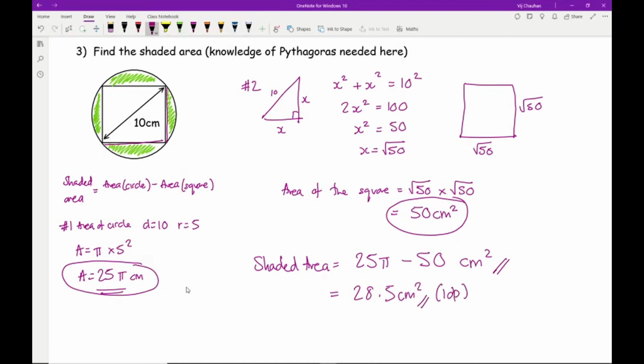Now if you didn't want to work with pi, then all we need to do is work out what 25 times pi is on the calculator, which is, so instead of using 25 pi, I could use 78.53981634 instead of the 25 pi, and again you still end up with the same answer.